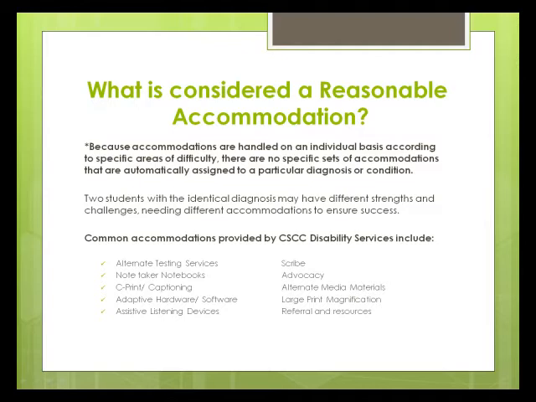What is considered a reasonable accommodation? Because accommodations are handled on an individual basis according to specific areas of difficulty, there are no specific sets of accommodations that are automatically assigned to a particular diagnosis or condition. Two students with the identical diagnosis may have different strengths and challenges, needing different accommodations to ensure success.